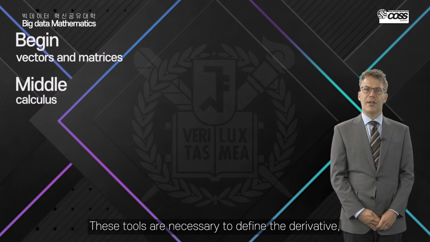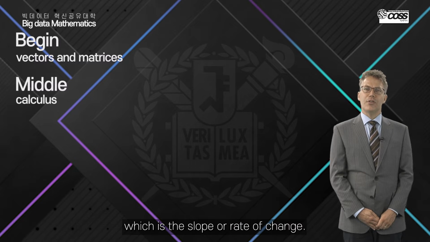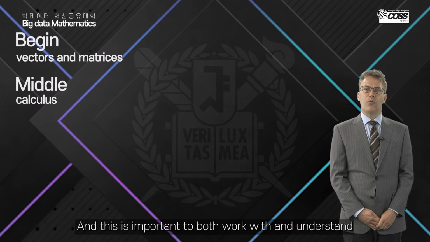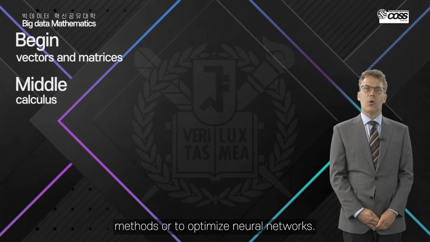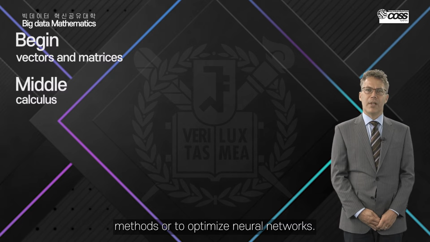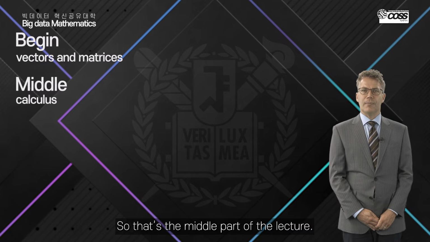These tools are necessary to define the derivative, which is the slope or rate of change. And this is important to both work with and understand and analyze data, but also to minimize errors in the least squares method or to optimize neural networks. So that's the middle part of the lecture.